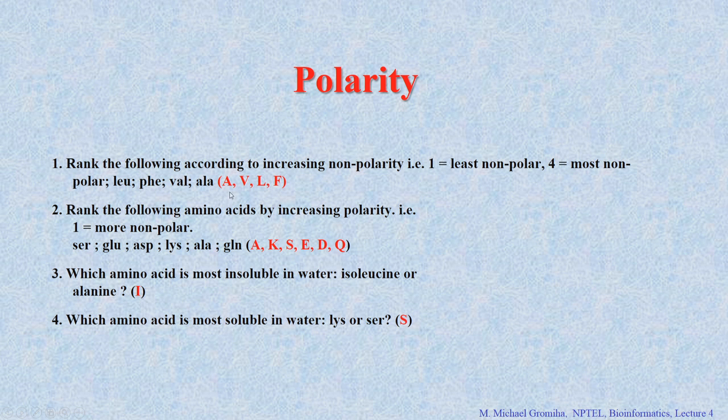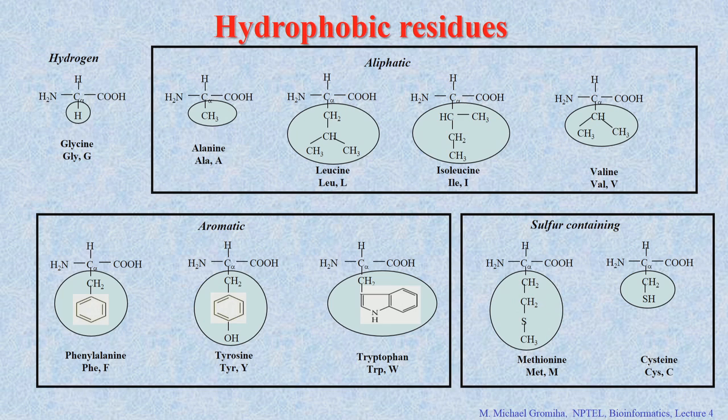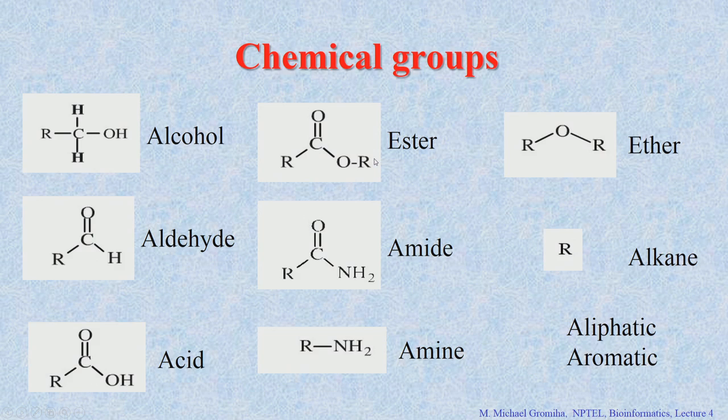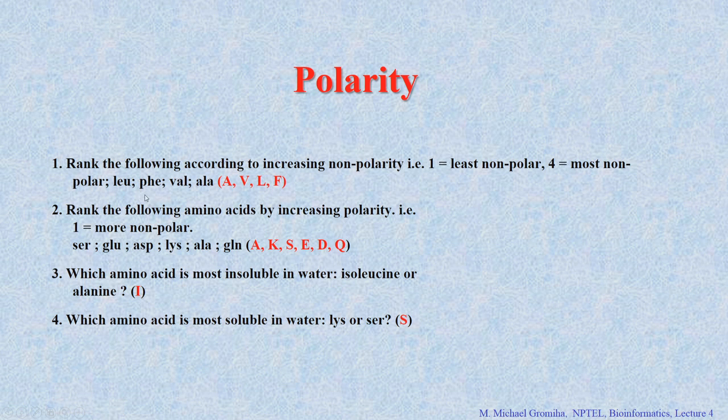Why is alanine less non-polar than valine? Small, right. Alanine contains how many CH2 groups? Only one, you can see here. So, alanine has one CH2 group. Valine has 1, 2, 3, right. Leucine has 1, 2, 3, 4, right. So, accordingly, if you look at the number of CH2 groups, alanine has less, valine has more. So, valine is more hydrophobic than alanine, right. You can increase the order of non-polarity.